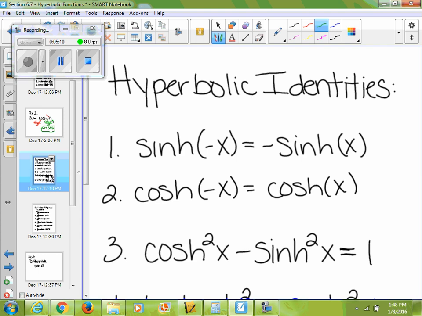Okay, so the first identity says that the hyperbolic sine of negative x is equal to negative hyperbolic sine of x, which just means you can pull your negative out front. For the second identity, the hyperbolic cosine of negative x is equal to the hyperbolic cosine of positive x. What that means is that negative and positive x's are going to give you the same solution. So if you have a negative x, just change it to positive to evaluate.